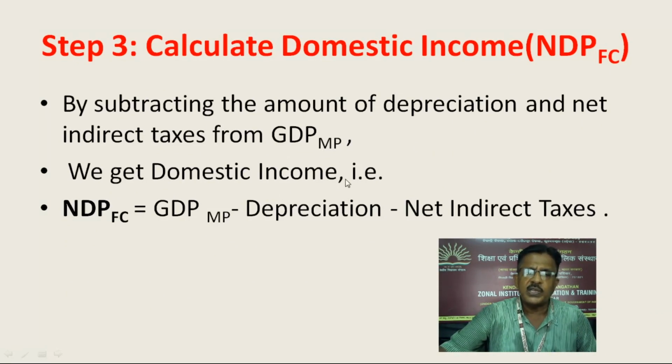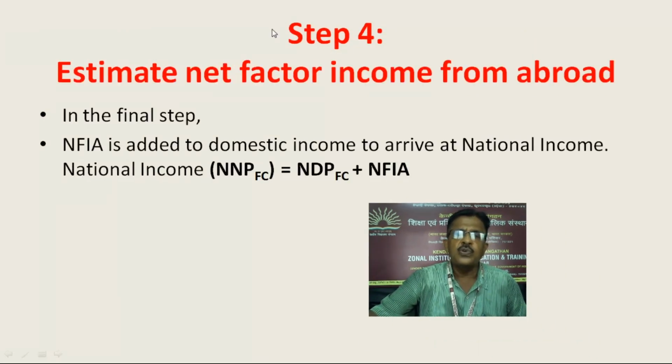We get the domestic income, that is shown here. NDP at factor cost, that is domestic income, is equal to GDP MP minus depreciation minus net indirect tax. In step 4, we have to estimate the net factor income from abroad to get the national income. In the final step here, the NFIA is added to domestic income to arrive at the national income. That is, national income is equal to NDP at factor cost plus NFIA.